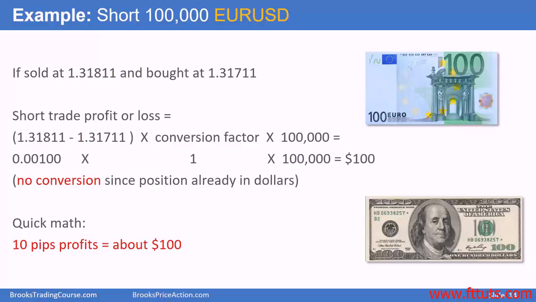Here's an example of 100,000 units of the euro versus the dollar. If you sold at 1.3181 and then you bought back at 1.3171, theoretically you have a 10 pip profit. And on 100,000 units, this is the math that takes you to the $100 profit.